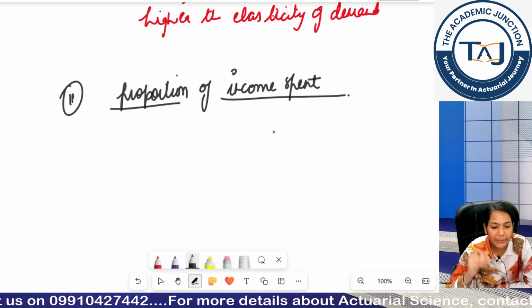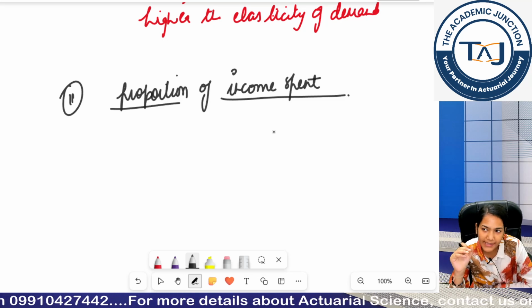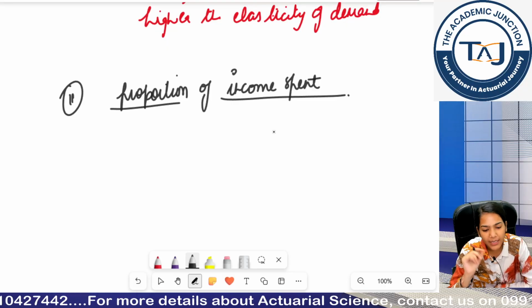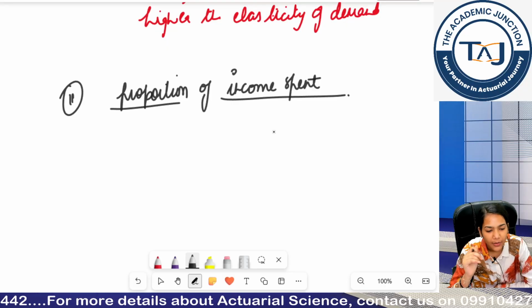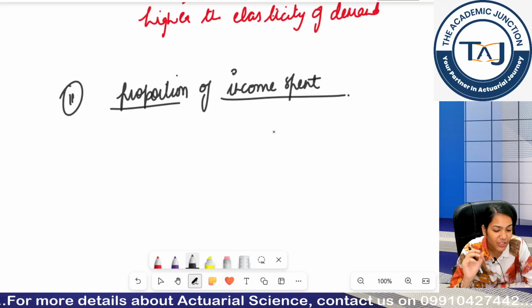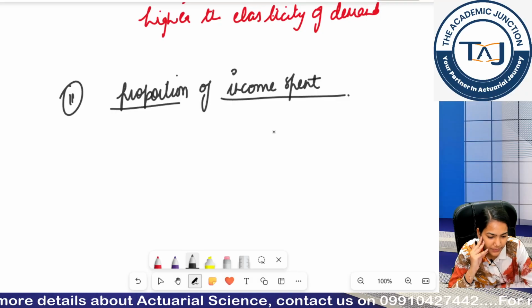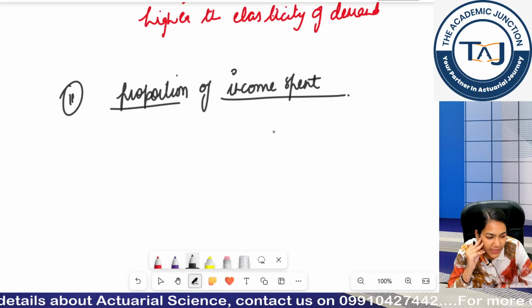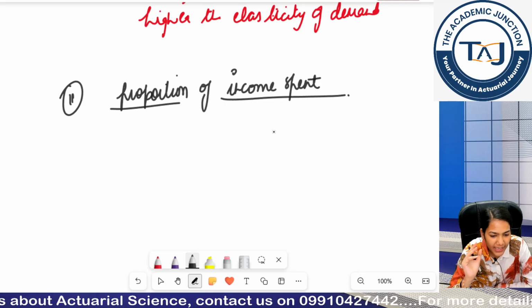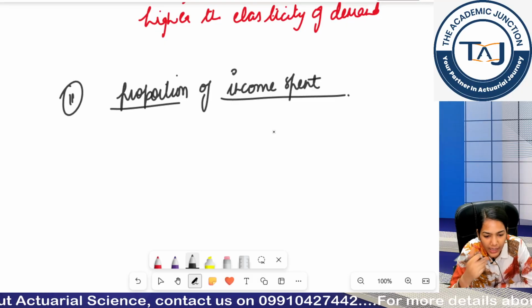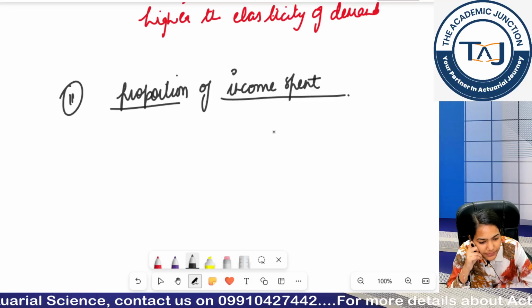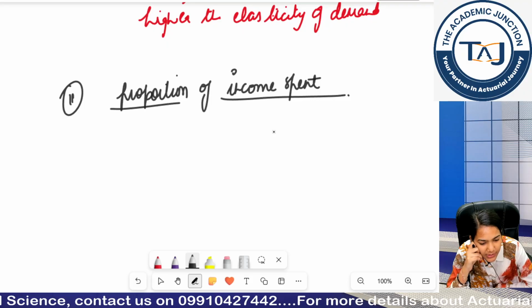Think about it: while making a decision about, for example, a food item, or while making a decision about a car, in which decision will you think more? In which decision will you think more, regarding buying a food item or buying a car? Tell me in the chat box.